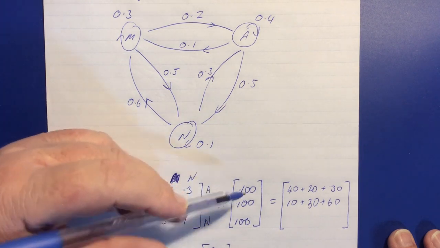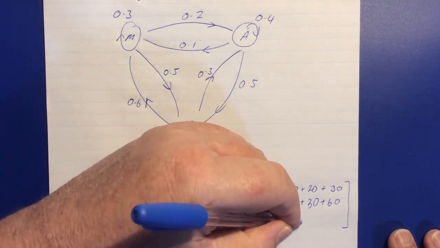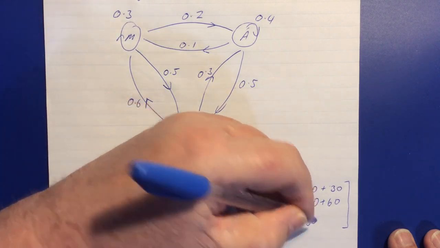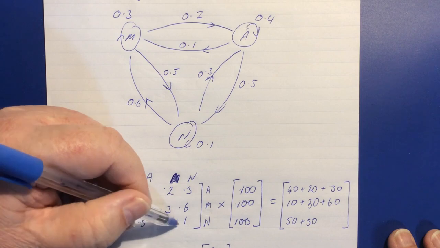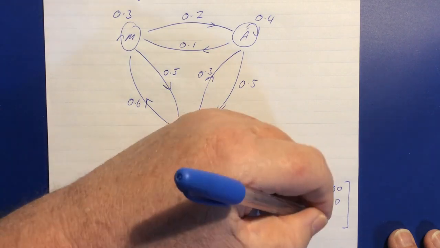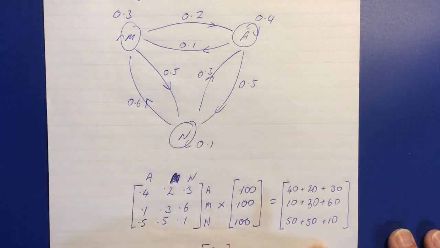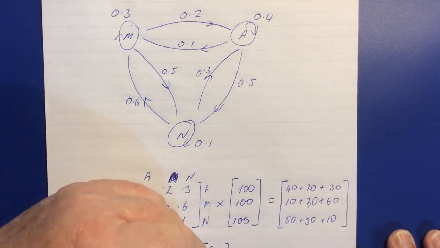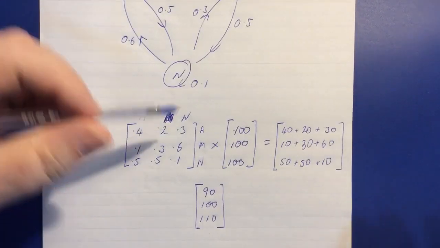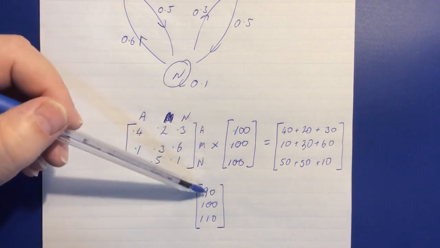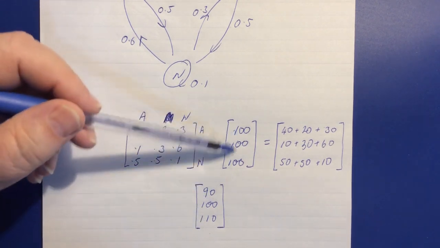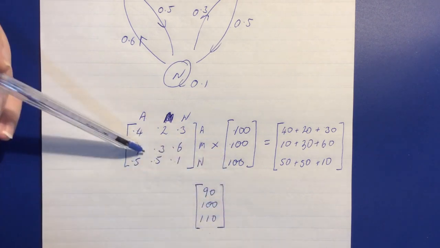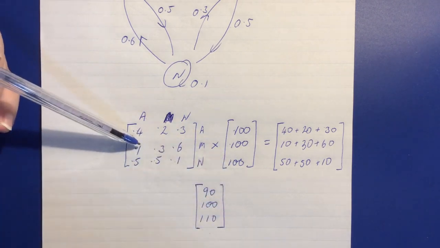0.5 times 100 is 50. 0.5 times 100 is 50. 0.1 times 100 is 10. Now, when I add these numbers up, what I get is this matrix, which is the change in numbers from this state to some time later when this matrix has operated upon it.